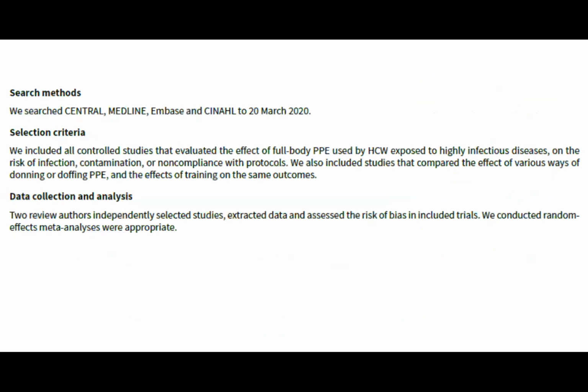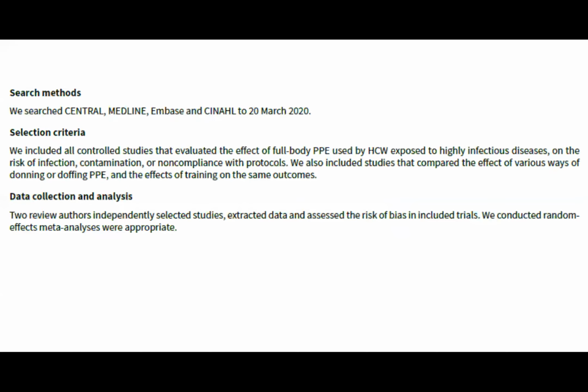So how did they do the review? Where did they search? They searched in Central, in Medline, in Embase, and in CINAHL. So those are 4 databases where they searched. If you remember my earlier slide with the different color blocks in terms of whether you should only search Medline, you can see here they try to search in various different databases.